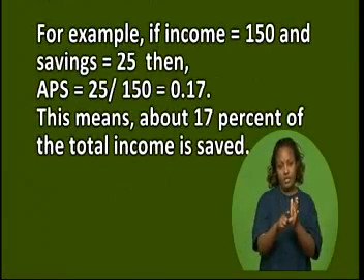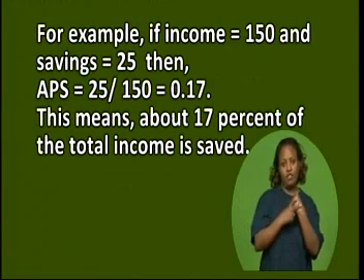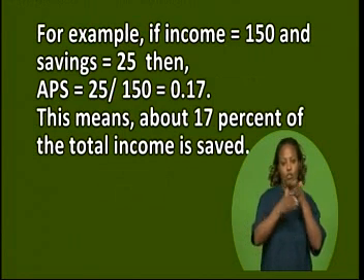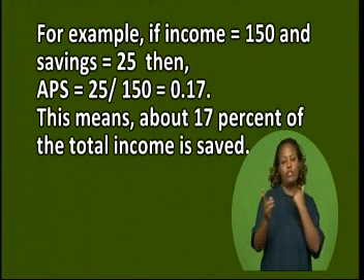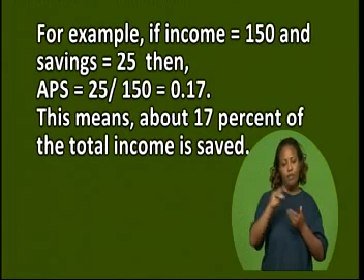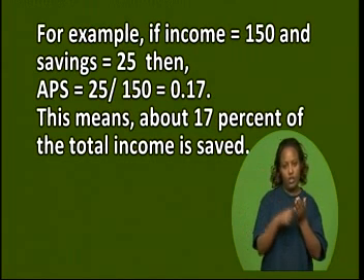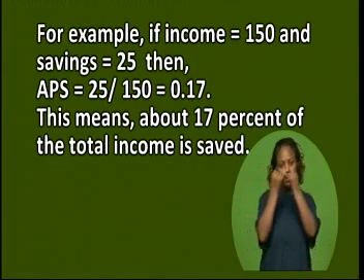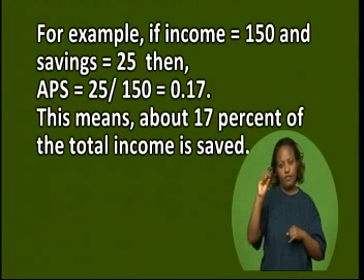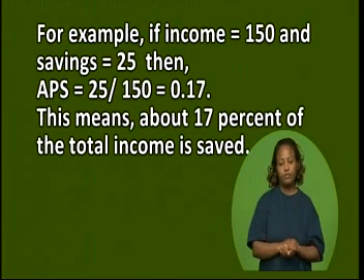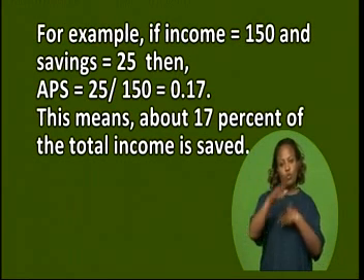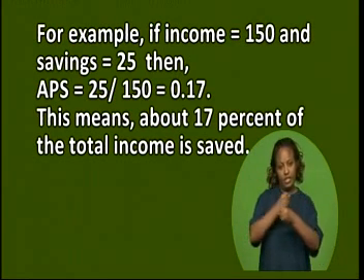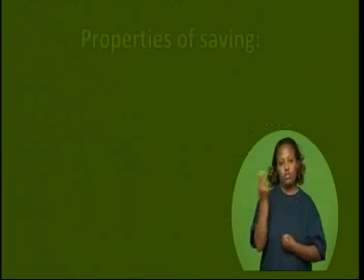For example, in our hypothetical saving schedule at an income level of 150 million birr, the level of savings is 25 million birr. Therefore, APS is 25 divided by 150, which is 0.17. This means that about 17% of the total income in the given year is saved and not consumed.